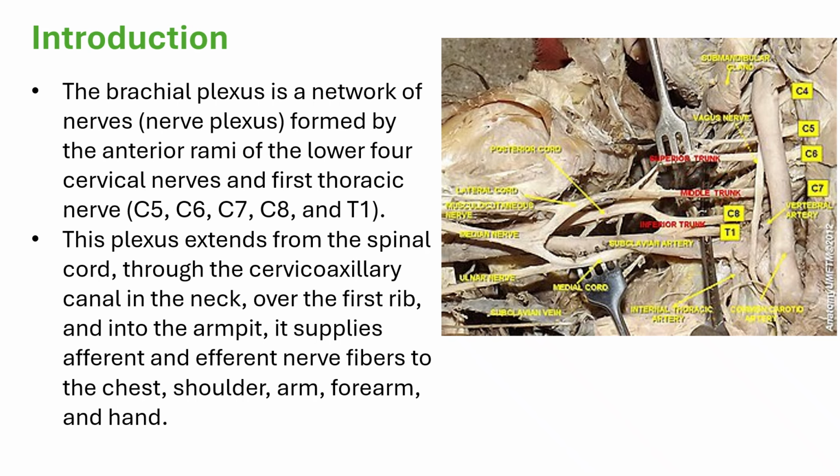The brachial plexus is a network of nerves formed by the anterior rami of the lower 4 cervical nerves and the first thoracic, C5, C6, C7, C8, and T1. As you can see right here, this is the brachial plexus, and this part here is the axillary region. This plexus extends from the spinal cord through the cervicoaxillary canal in the neck, over the first rib, and into the armpit. It supplies afferent and efferent nerve fibers to the chest, shoulder, arm, and forearm.